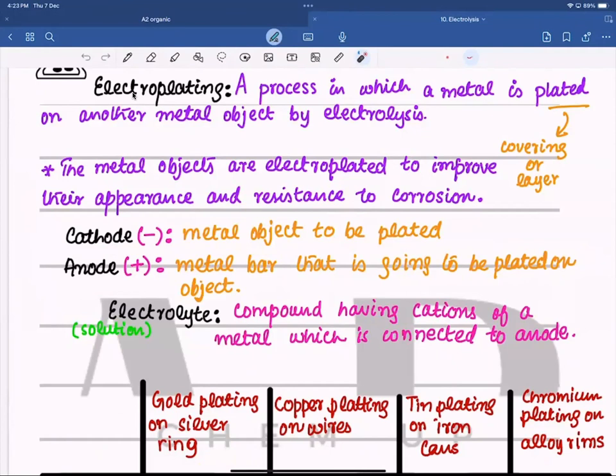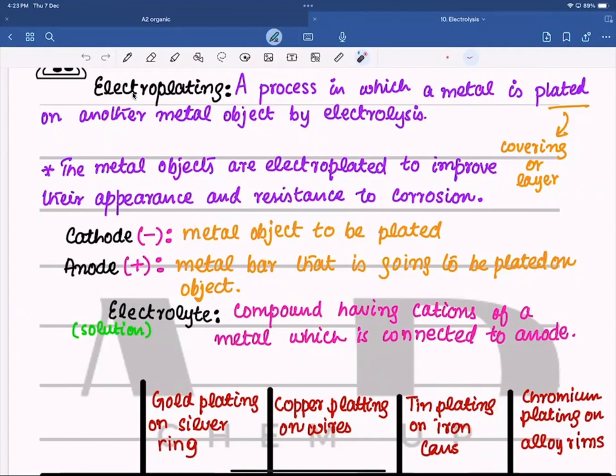another example of electroplating that usually, nowadays, not pure copper wires are used in many of the electrical appliances. They use silver or any cheap metal wires, and then they plate it with copper so it looks like copper. So if I have to plate copper on, for example, electrical wires, I need a pure copper to be connected to the anode and those wires to be connected at cathode.